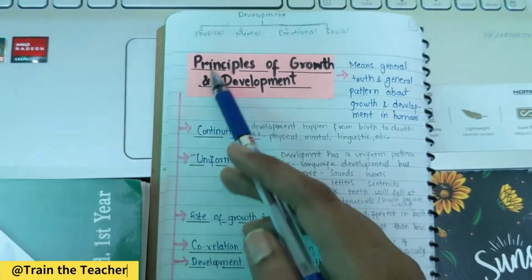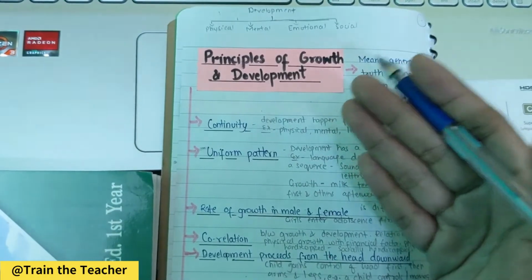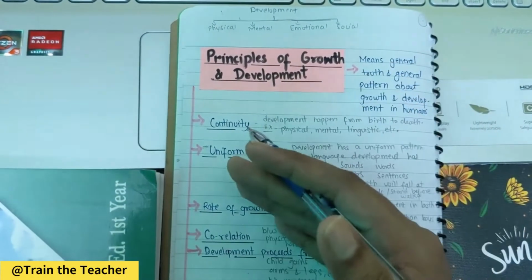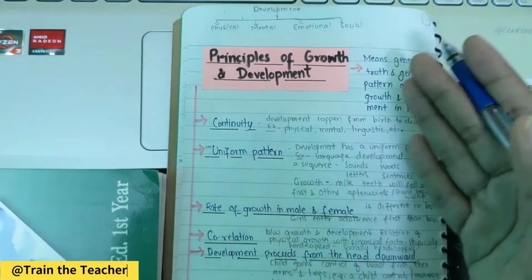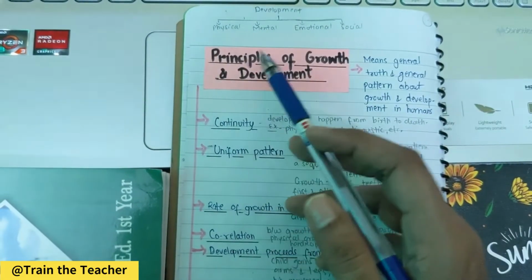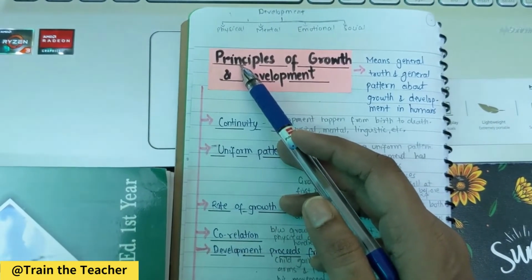Okay. What are certain common things that take place in all of us, that have taken place in you, in me, in your parents, family, in all the people on earth? So what are those common things? Principles. Okay, general pattern and general truth.